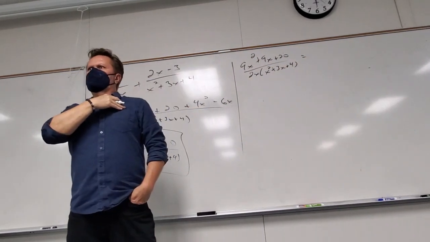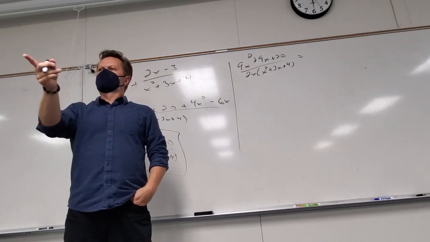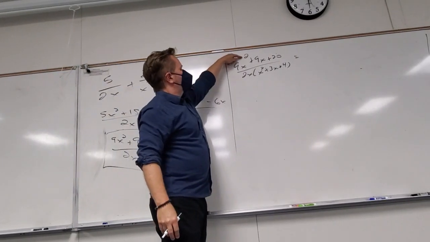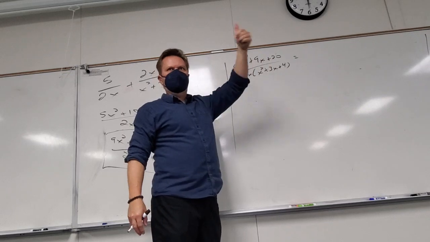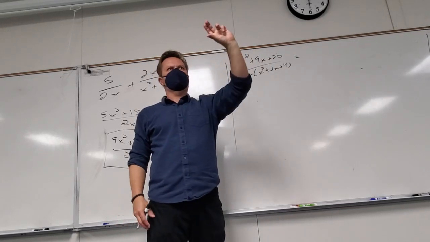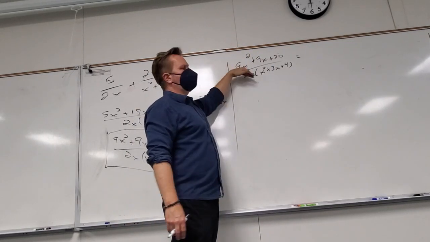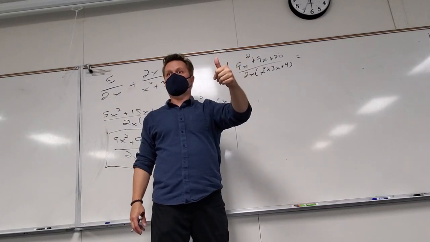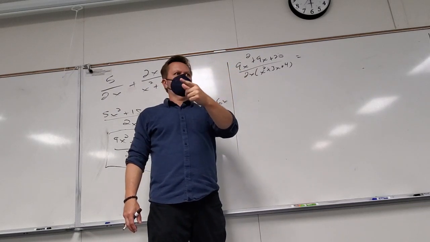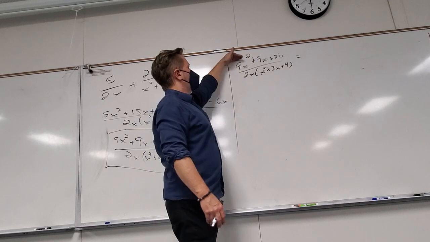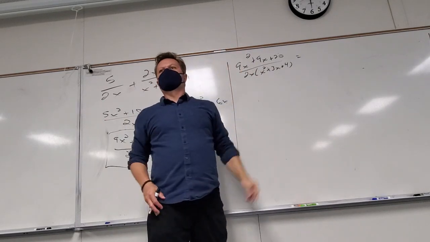Check to make sure that the top isn't as high powered as the bottom. I love it. So the top is a square, the bottom would be a cube. So Adam's got a good point. If they're equal degree or the top is a higher degree, then you have to use long division first. Kick ass. So we're good. Top's second, bottom's third. Beautiful.